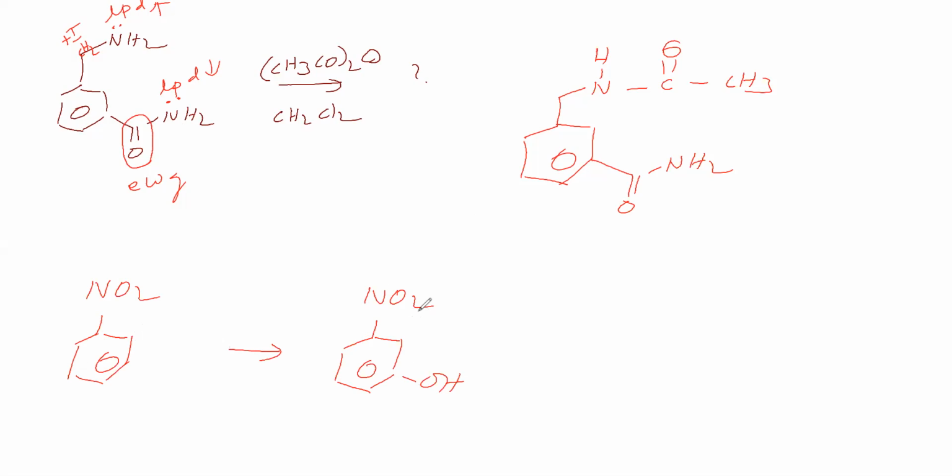So first we'll take this nitrobenzene to nitration. The nitrating agent is concentrated nitric acid, concentrated sulfuric acid, and it is heated to a certain temperature. So here nitration is possible. Nitration is an electrophilic substitution. So the electrophile is nitronium ion.